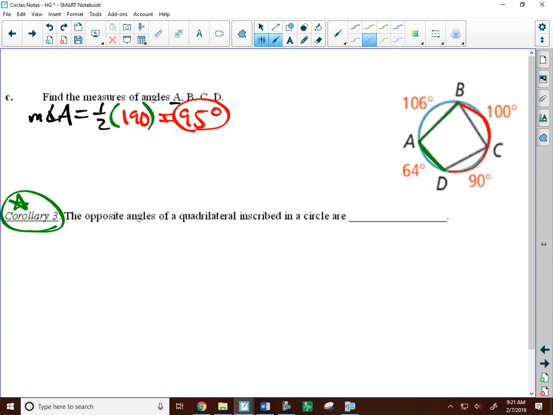So do me a favor: find B and C and D in a similar way. And then after you do that, you should be able to fill in this corollary. I just want you to find them and then look at what you find. And there will be a conclusion that we can make.